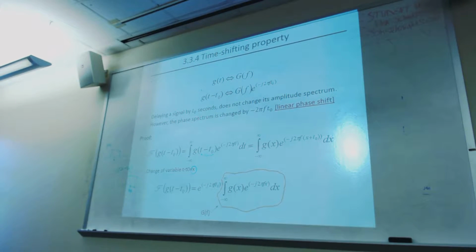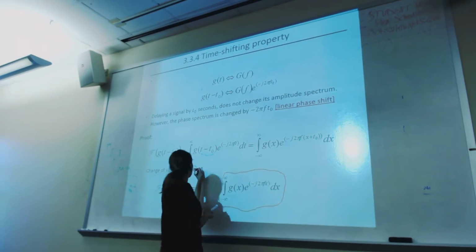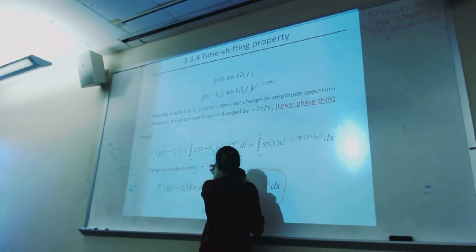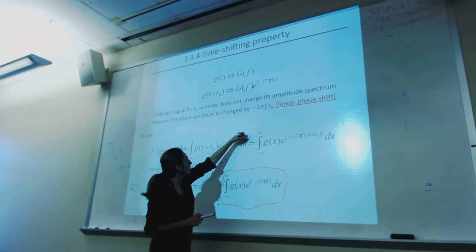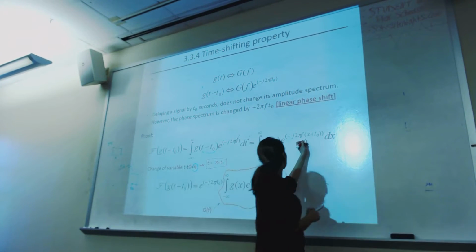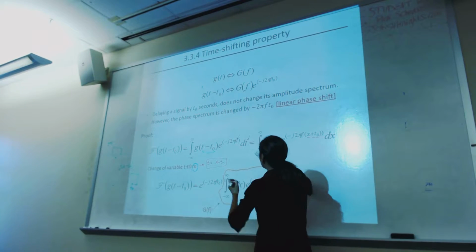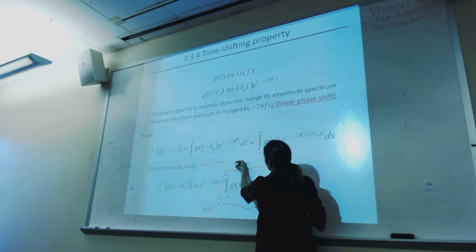If t minus t naught is x, what is t? t is equal to x plus t naught. So whenever you see t here, for example, here and here, you just replace it with x plus t naught. And if you want to replace here, the d of t equals d of x plus d of t naught.